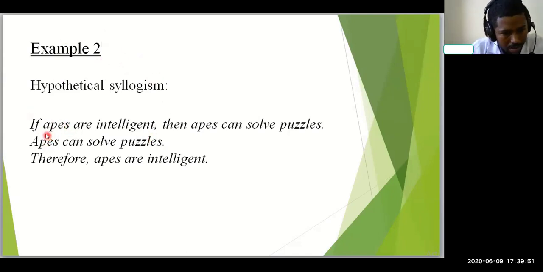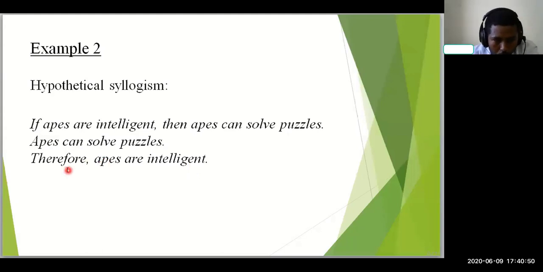Look here. The first premise says, if apes are intelligent, then apes can solve puzzles. This claim alone will not serve as an argument, but we have an additional premise and a conclusion: apes can solve the puzzles, and from these two premises, apes are intelligent. Here also we can identify by mere inspection where the fallacy is committed. If apes are intelligent, then apes can solve puzzles is the first premise, and if apes can solve the puzzle, therefore apes are intelligent.